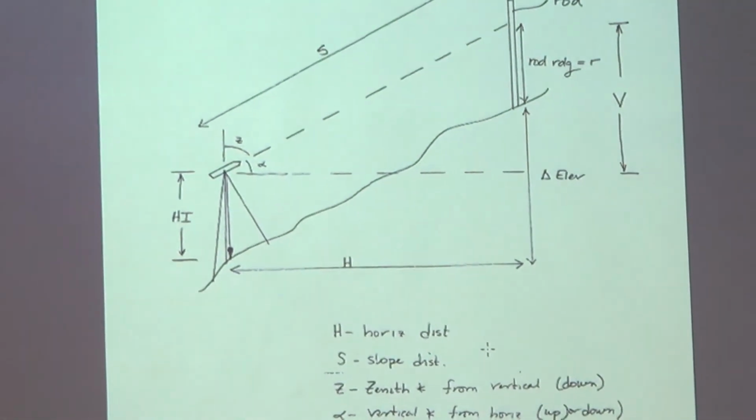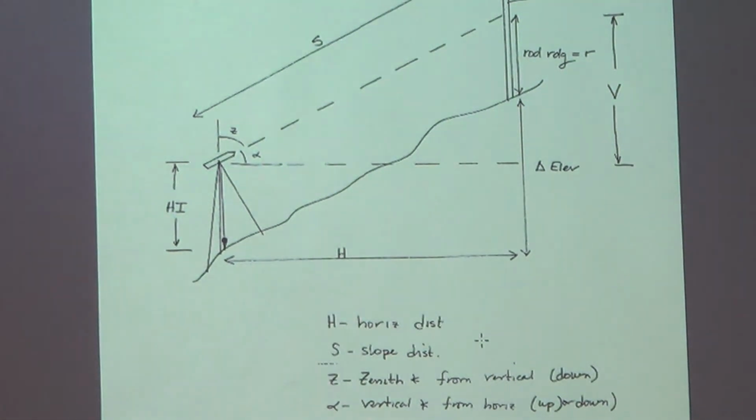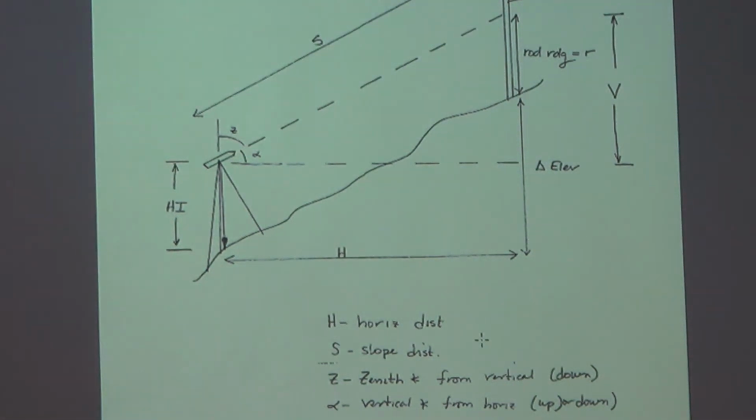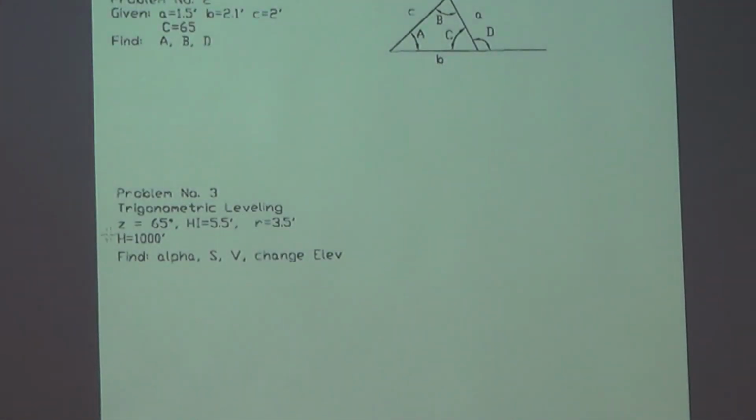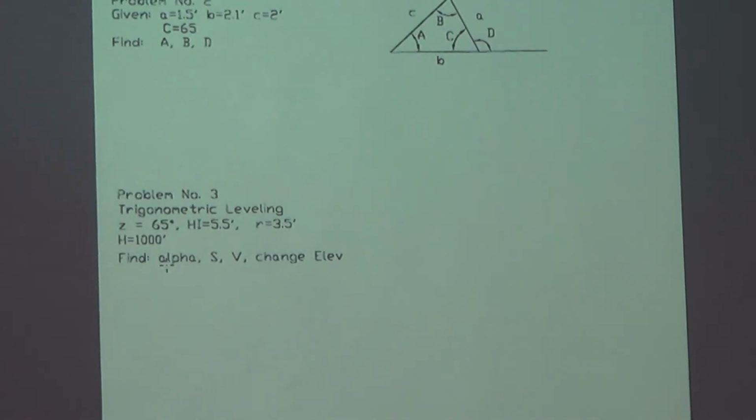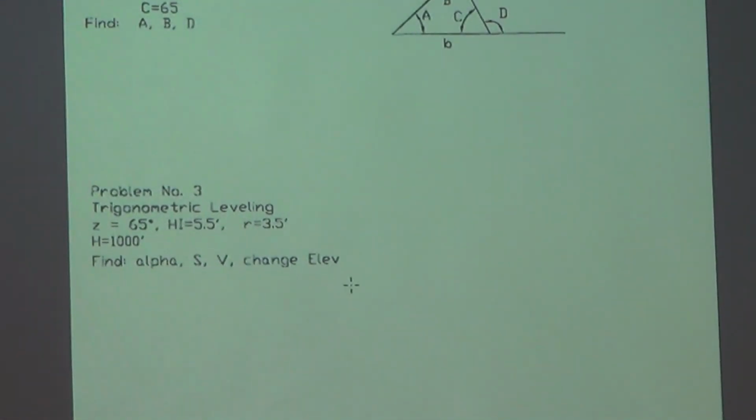I didn't give you what's on the bottom. Let me see the sheet that you have. Good. The bottom part, I don't want you to see the bottom part. So what are you trying to do now? Let's go back to that page before. I'm giving you what Z is, it's 65 degrees, I'm giving you the height of the instrument, the rod reading, and I'm giving you what H is, and I want you to find alpha, S, V, and the change in elevation.